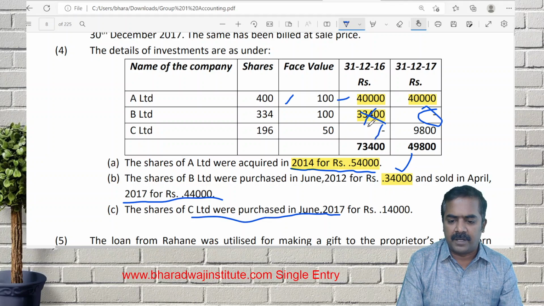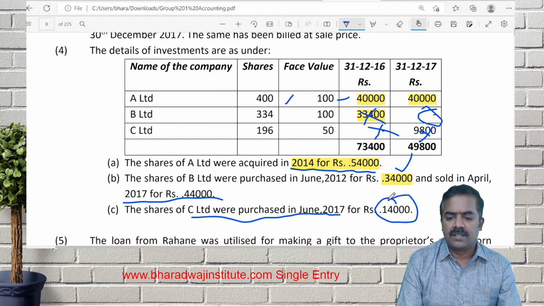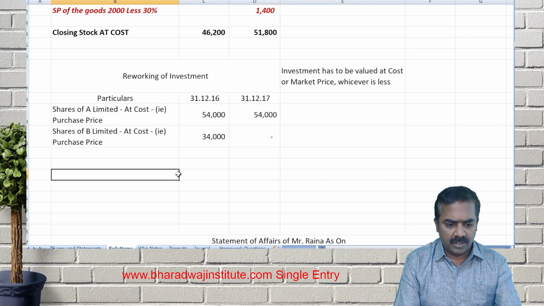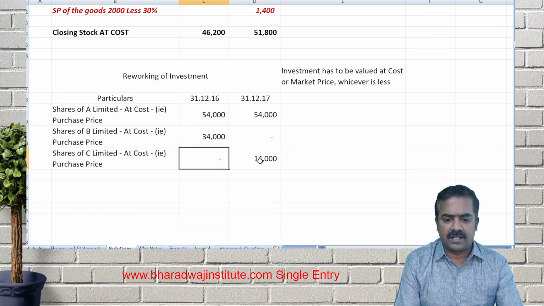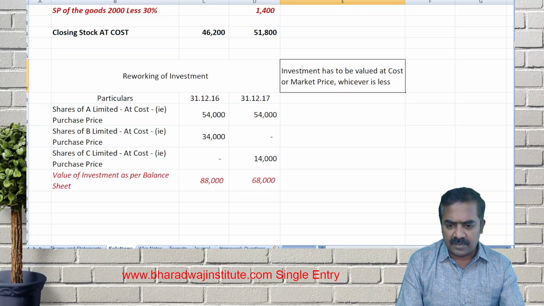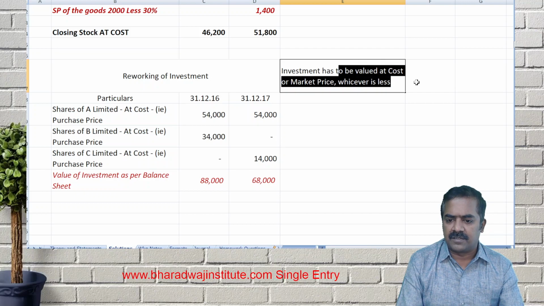Opening balance is not there. Closing face value doesn't matter for us. For how much we purchased? 14,000. Closing balance how much? 14,000. So, for C Limited, opening balance is not there. Closing balance is 14,000. Okay. Investment value should be valued at cost or market price, whichever is less.